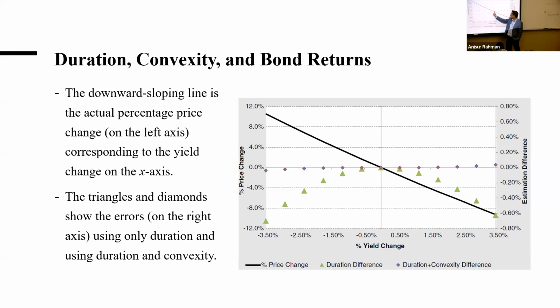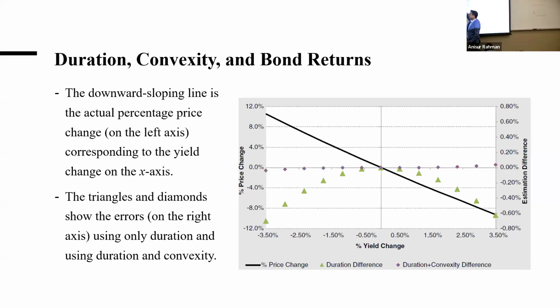So for a smaller change in yield, even if you include only duration, you are still good, right? But as the magnitude of the yield change increases in either direction, duration is not enough, right? Because the difference widens. You guys see what I'm saying? But if you use both duration and convexity, it is not perfectly on this line, but still the difference is very small compared to only duration. You understand, everyone?